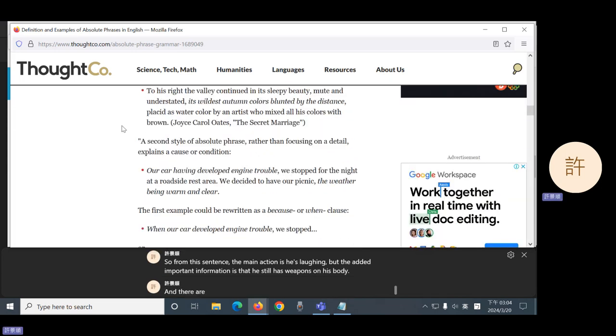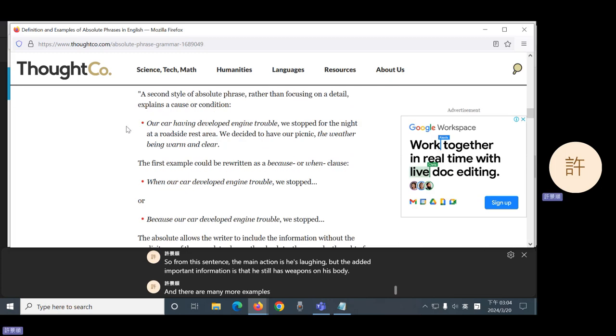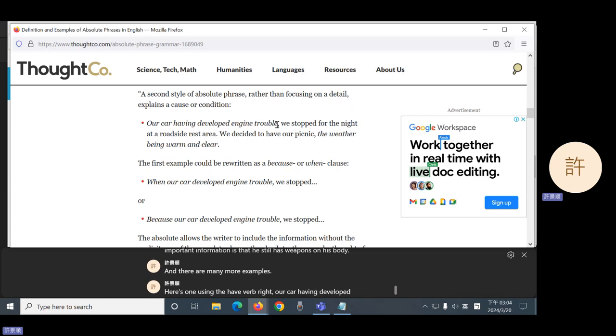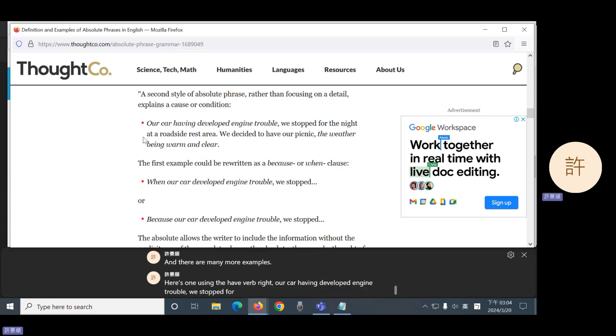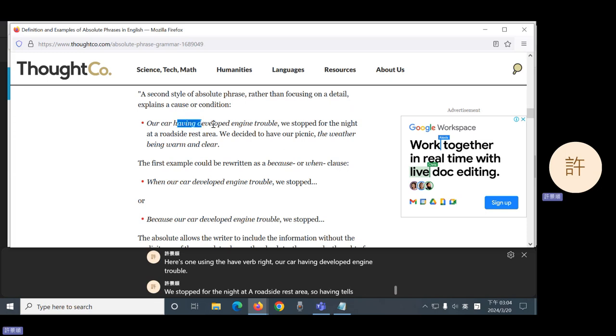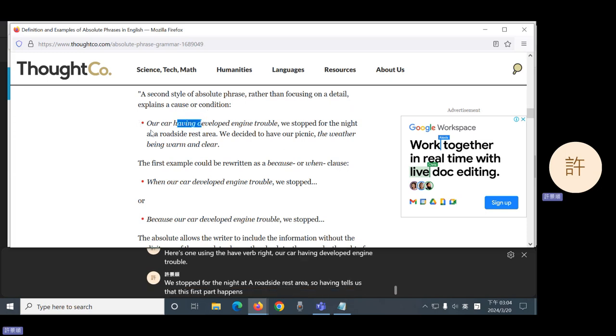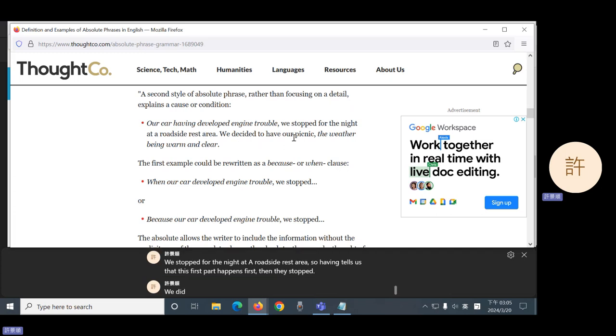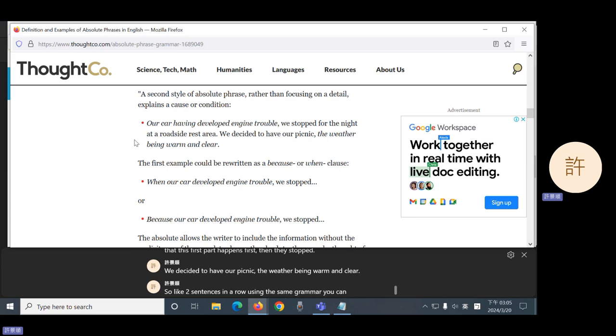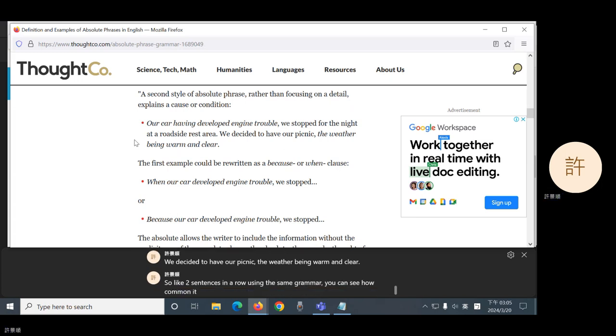And there are many more examples. Here's one using a have verb, right? Our car having developed engine trouble, we stopped for the night at a roadside rest area. So having tells us that this first part happens first, then they stopped. We decided to have our picnic, the weather being warm and clear. So like two sentences in a row using the same grammar, you can see how common it is.